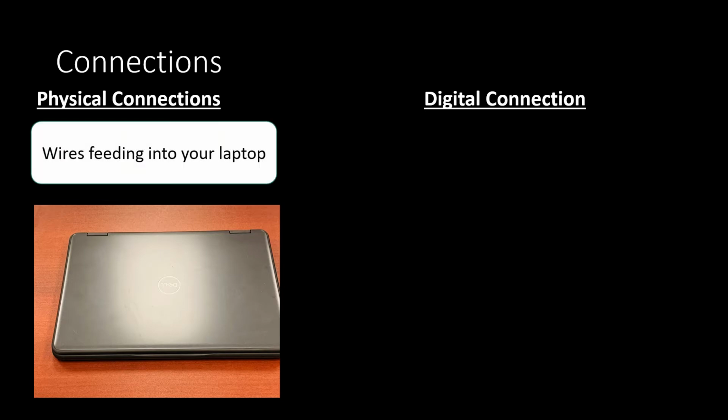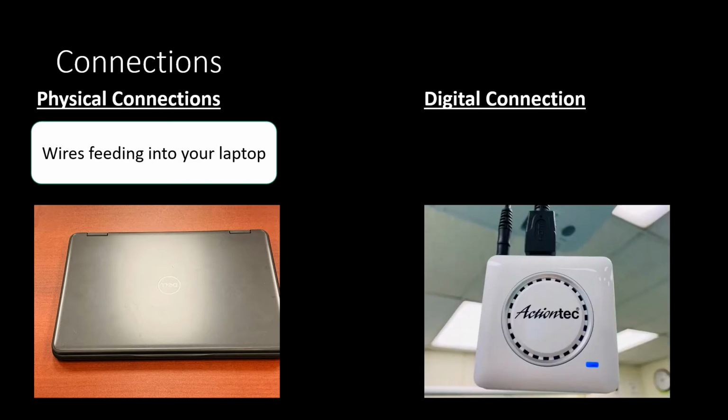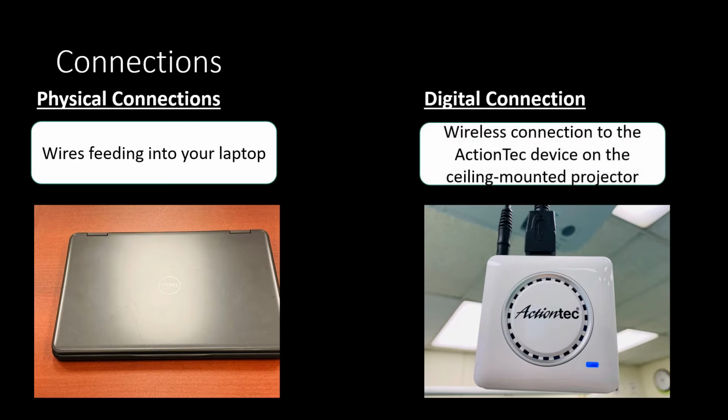There are two types of connections that need to take place. One is the physical connection, and then there's also going to be a digital connection. The physical connection has to do with your district issued laptop, and you're going to have wires connecting into your laptop at the USB ports. On a digital level, you have an Action Tech device, which is a digital receiver, and you're going to be connecting wirelessly to that, and it's currently mounted on top of the ceiling mounted projector. Typically it is out of sight, but in this case I pulled it down so you get a chance to take a look at what the device actually looks like.